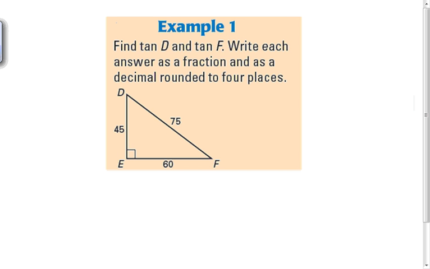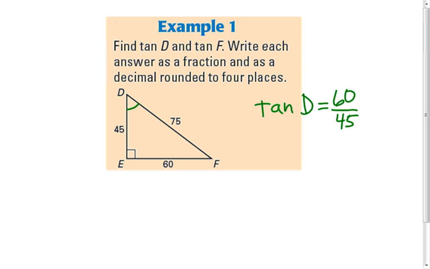So let's practice this a little bit. We'll jump to practice, and we'll jump back to that sine and cosine breakdown. So it says find the tangent of D and the tangent of F. Write each answer as a fraction and as a decimal rounded to 4 places. So if that's our goal, we have the tangent of D. So that's here. So tangent of D is equal to the opposite, which is 60, over the adjacent, which is 45.